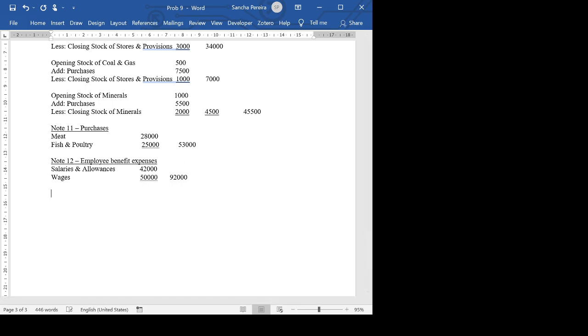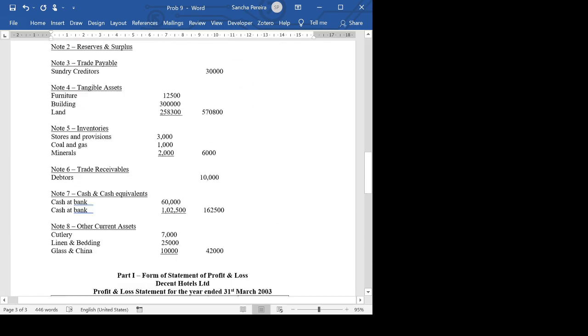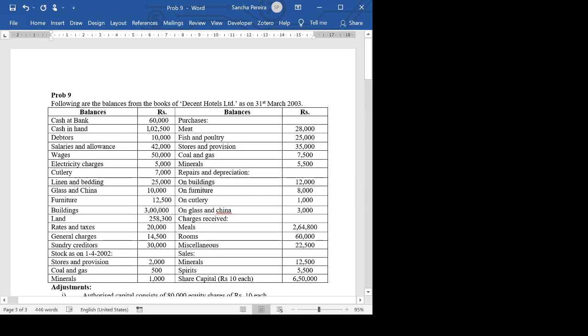Okay. Then we have finance costs. We don't have any finance costs here. There is no interest at all. And then we have depreciation. Now I told you yesterday, this is not going to come under depreciation. Why? Because it's put as repairs and depreciation. If it was put under depreciation and repairs, then we would have taken it under depreciation. But this is going to come under other expenses, repairs and depreciation, because the main chunk here would be repairs.